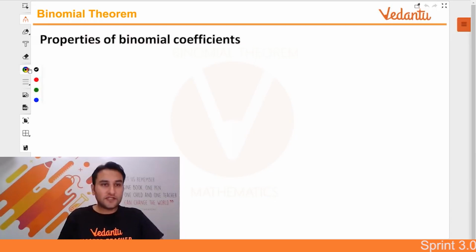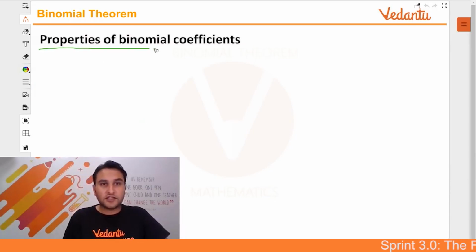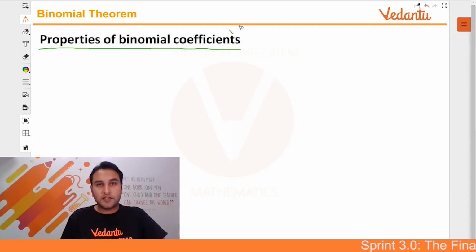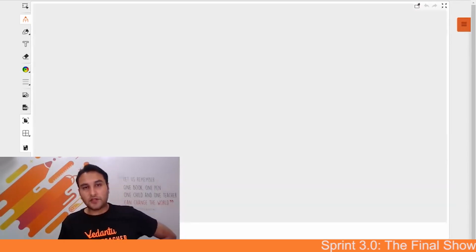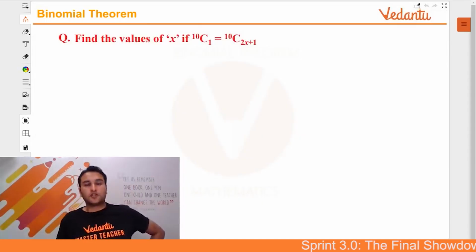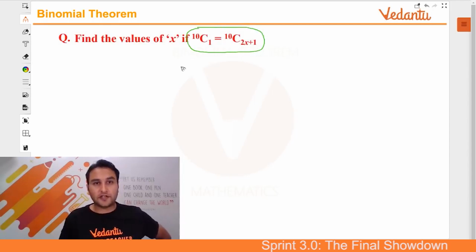Chalo. Now let's come to the second aspect of binomial, which is very important, on which the next set of problems in JEE come. That is properties of binomial coefficient. Cool? So let's start with the first problem here. So now we are focusing on the properties of binomial coefficient. Can you tell me the value of x here? Quick, quick, quick.